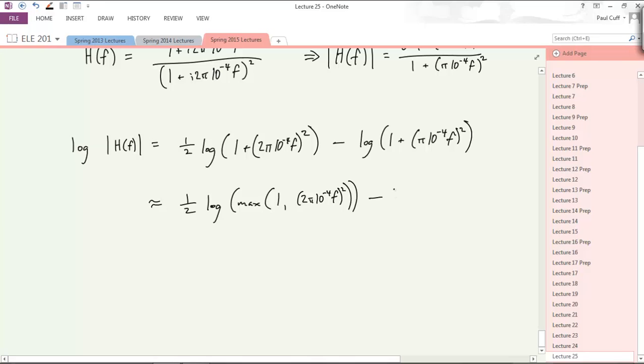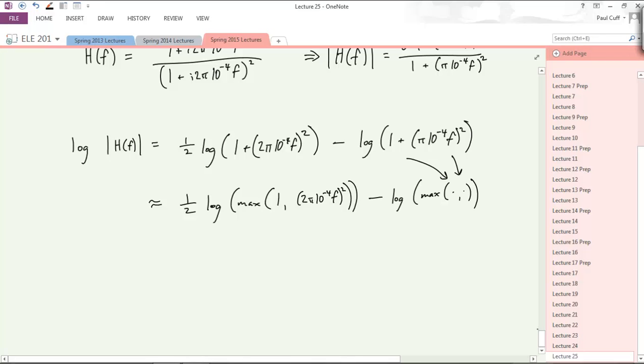Of course, then we would do the same thing here: minus log max of that and that. Okay, so that's the main approximation.